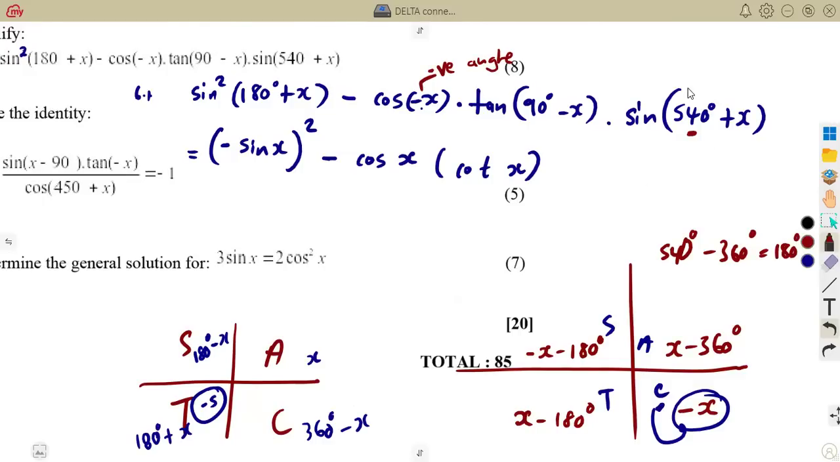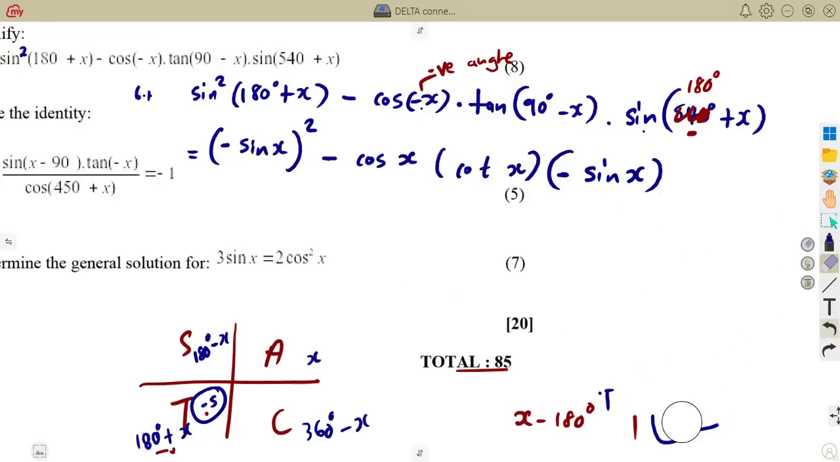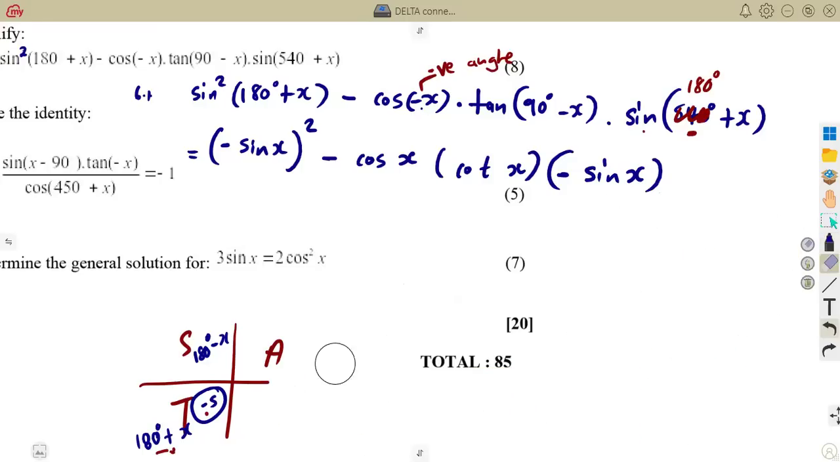So this is sine of 180 degrees plus x. If it is 180 degrees plus x, it is in the third quadrant. Sine is negative there. So that's negative sine of x. Just like that, you simplify each and every part on its own.